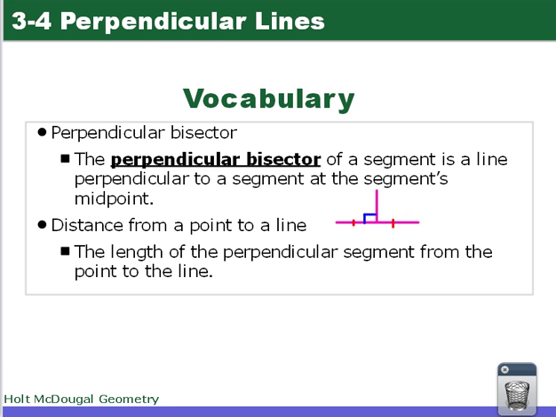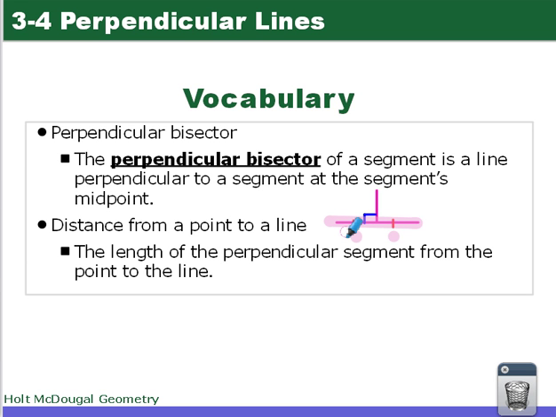So you can see we have a line segment here, and it's been divided into two congruent pieces because we have the congruence marks here by a line that's perpendicular to it. So this would be a perpendicular bisector.